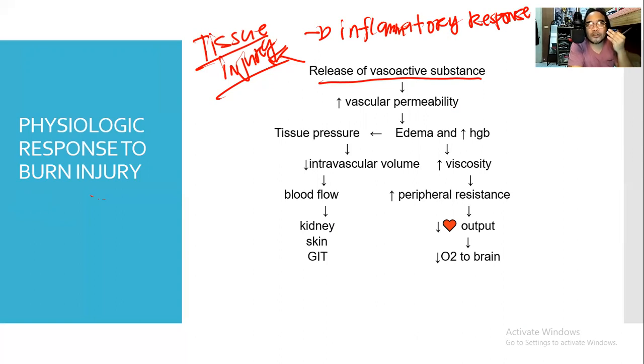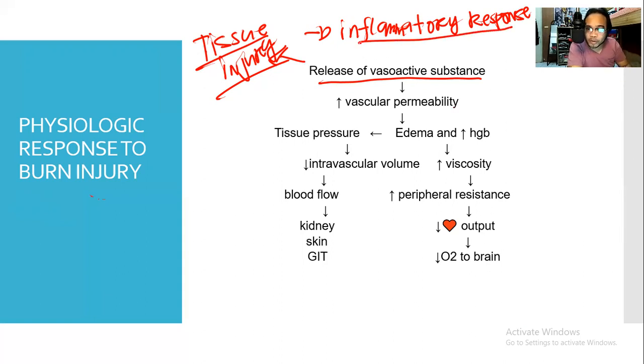Ano pa ba? Loss of function, pain, redness, heat. Nakalimutan ko yung isa, basta lima yan sila. And the last one is your loss of function. Redness. Sabi ko na ba yung redness? Pain, heat, redness, loss of function. Kalimutan ko talaga yung isa. Anyways, you have there your inflammatory response.